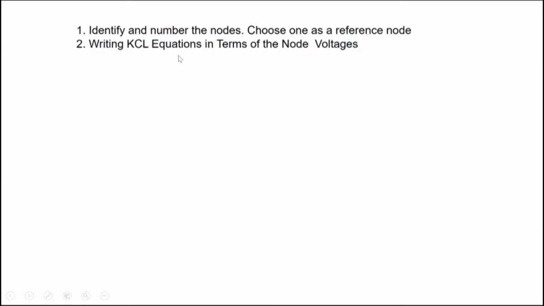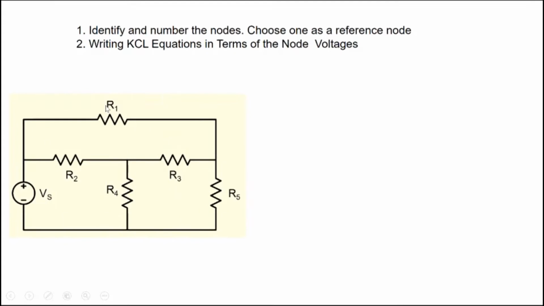So the first step is, given any circuit, identify and number the nodes and choose one as a reference node, right? So that's the first step. Given a circuit, for example, a circuit like this, what you should do is identify all the nodes here. A node is a place where two or more elements are joined together. So this is a node, this is a node here, this is a node here, and this is a node here.